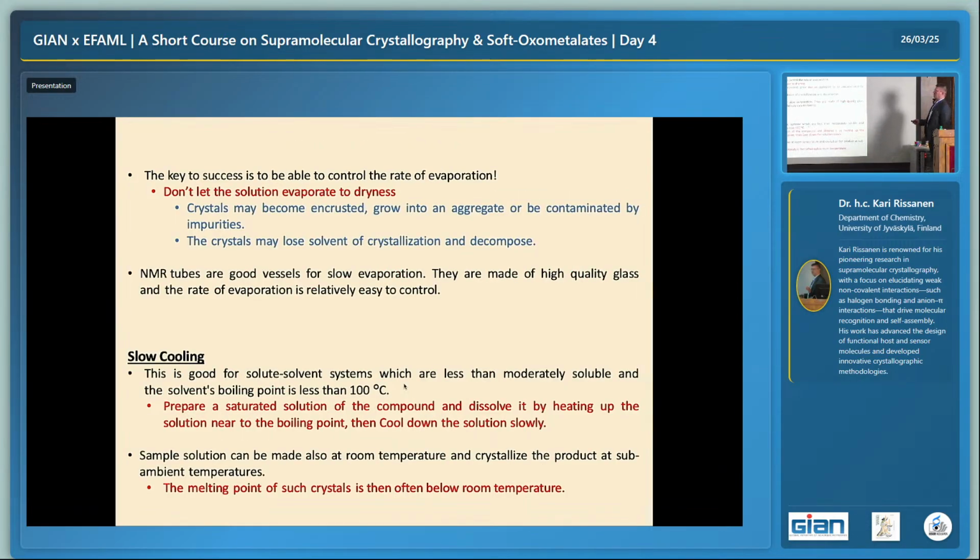So now the key to success is to control the rate of the evaporation. If it's too fast, that's your problem. And then don't let it go to dryness. This is actually what I indicated.